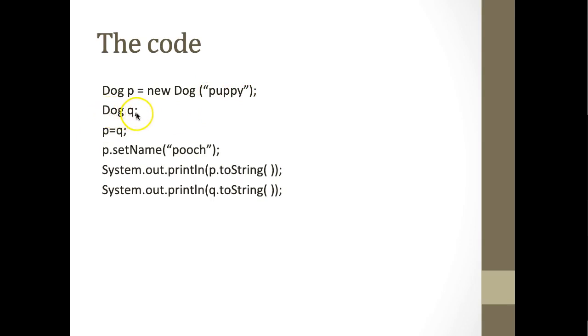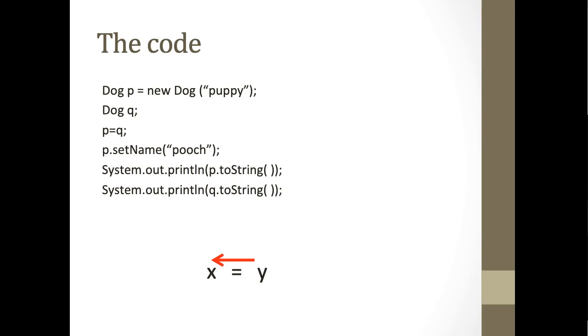And I said Dog Q. Now, this is the part that I am changing. In the past, Q was on this side and P was on this side. So I switched them, okay? And then I'm gonna say P.setName("Pooch"), and so on and so forth, okay? But keep in mind that these two have been changed. By being changed, I mean they had been switched, right?